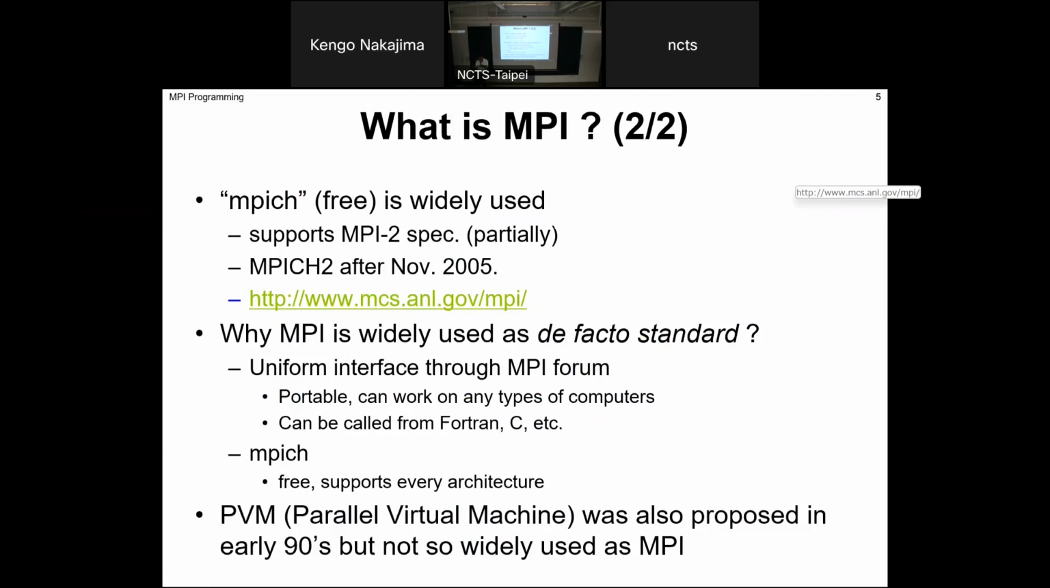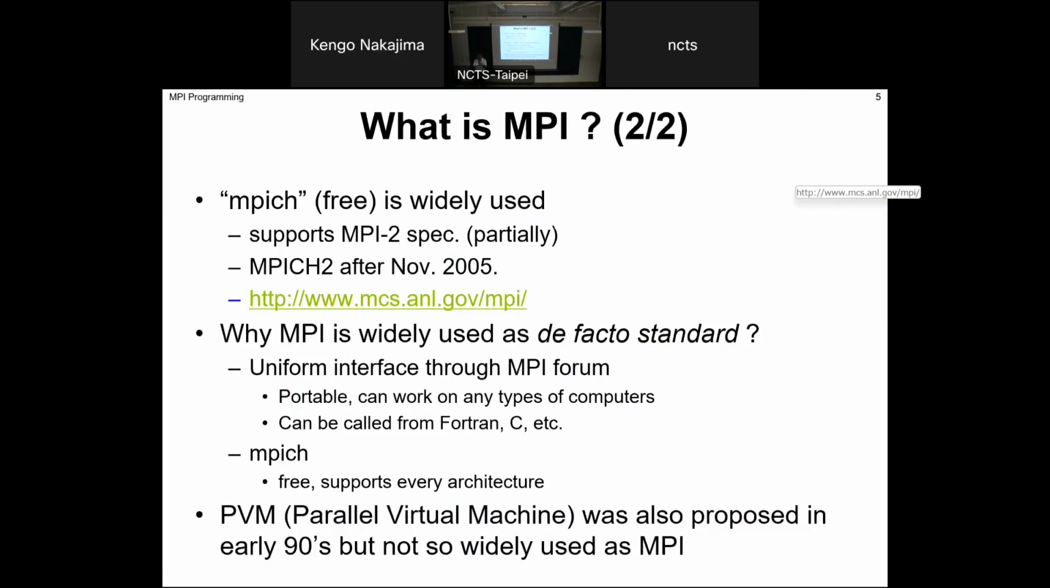So I believe it is one of the contributions to the situation of MPI. There's another parallel library or parallel environment, the Parallel Virtual Machine. That was also proposed in the early 90s. It's not so widely used as MPI because they don't have any MPI Forum type consortium.